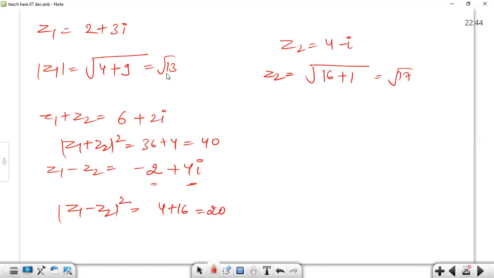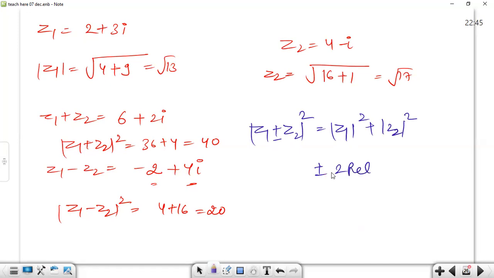Yes, I got the mistake that we were making earlier. Anyways, let me write the formula. What was the formula? The modulus of z1 plus z2 whole square is equal to modulus z1 square plus modulus z2 square plus minus 2 into real part of z1 into z2's conjugate. Or sometimes for the third term we can also find z1 z2 conjugate plus z1 conjugate into z2.